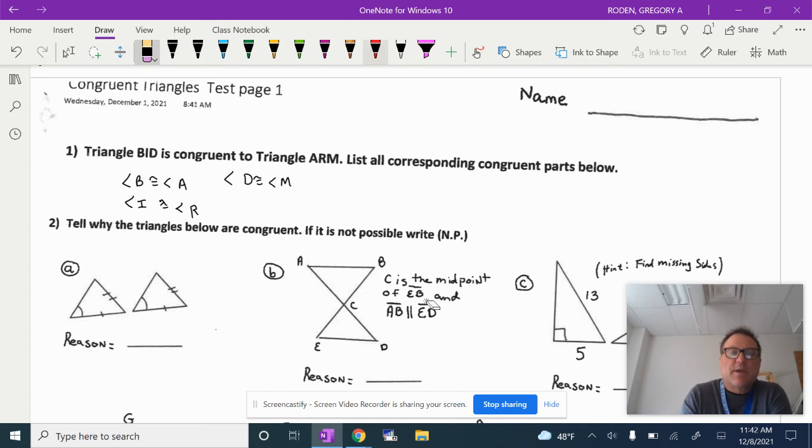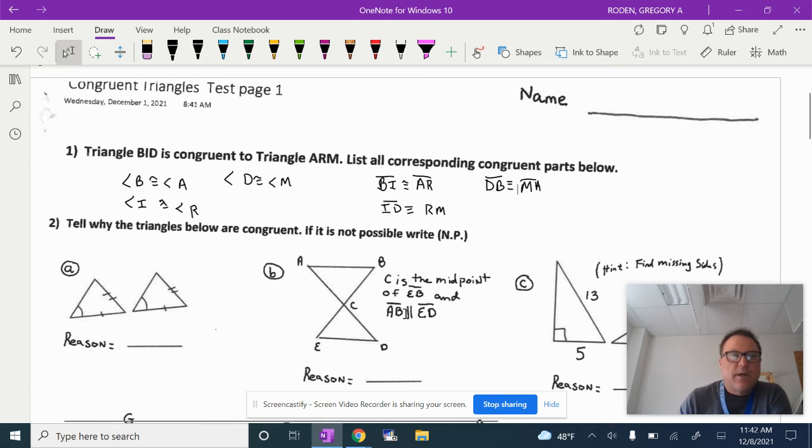Now let's take the first two letters of this one. So we know that side BI is congruent to side AR. And then we know that ID is congruent to RM. And then we also know that DB is congruent to MA, side MA. And we're done.